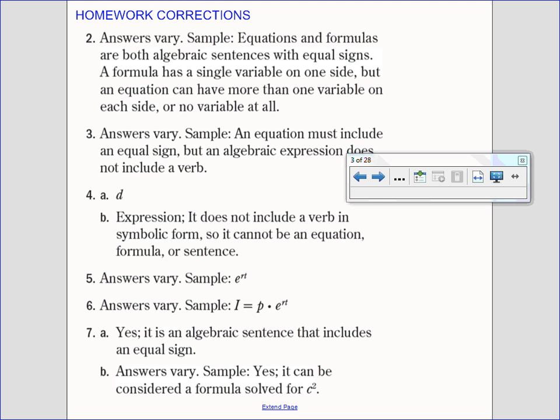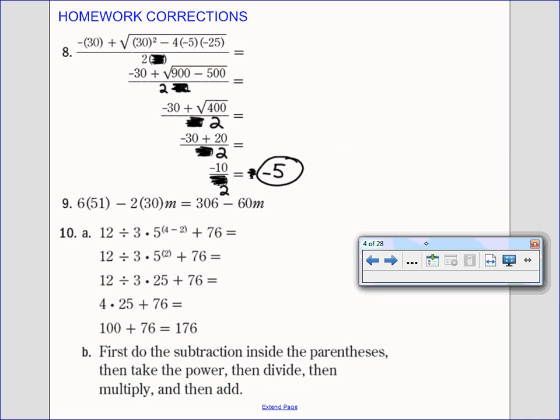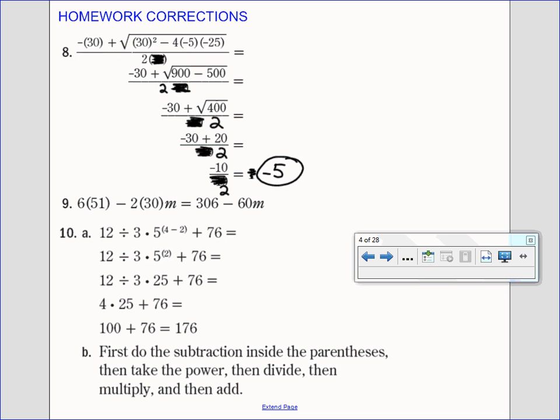For 5, you can make up your own expression. 6, you need to have an equal sign and a variable alone on one side, set equal to one or more other variables. 7, yeah, in the algebraic sense, it includes an equal sign. B, yeah, it can be considered a formula solved for C squared. Kind of. One variable is alone on one side. It's just C squared, not C equals, so you could consider it solved. An equation. 8, there was a mistake in the teacher solution, but I think this does accurately reflect the book now with the change, so this is -5. I think that's right.